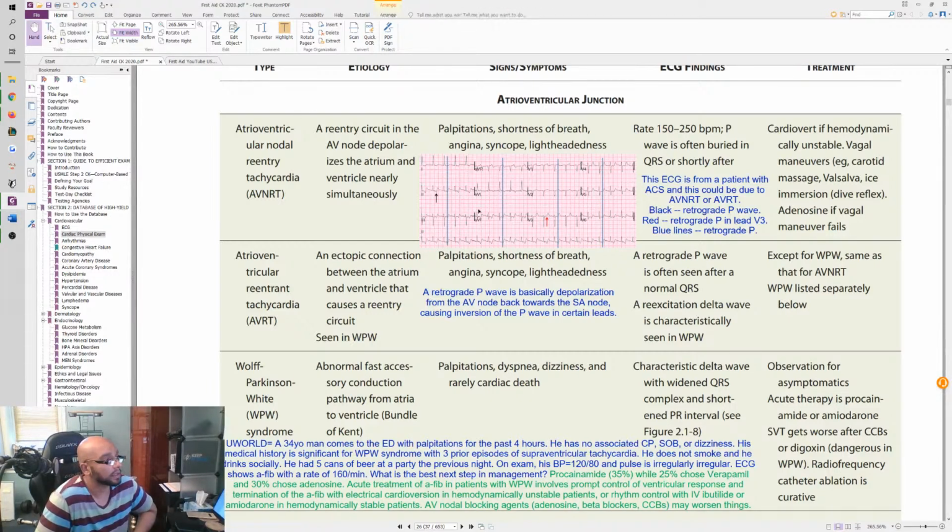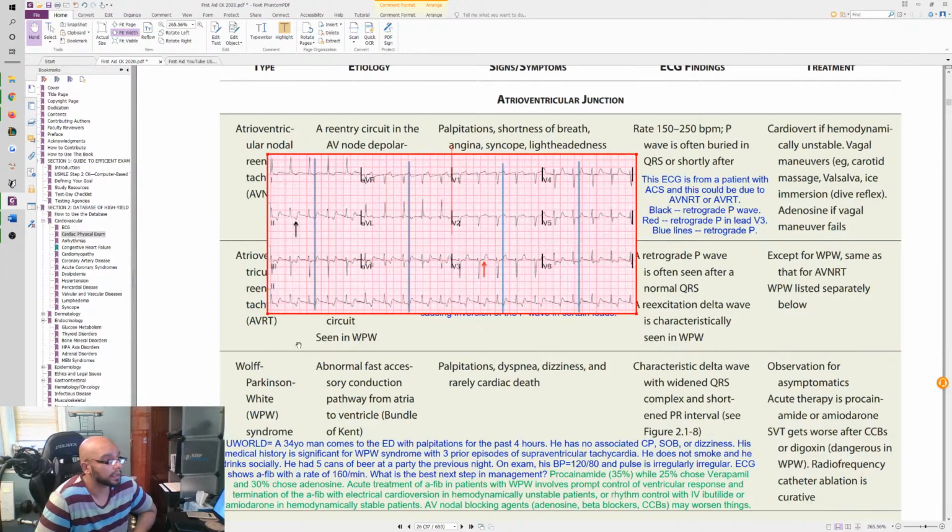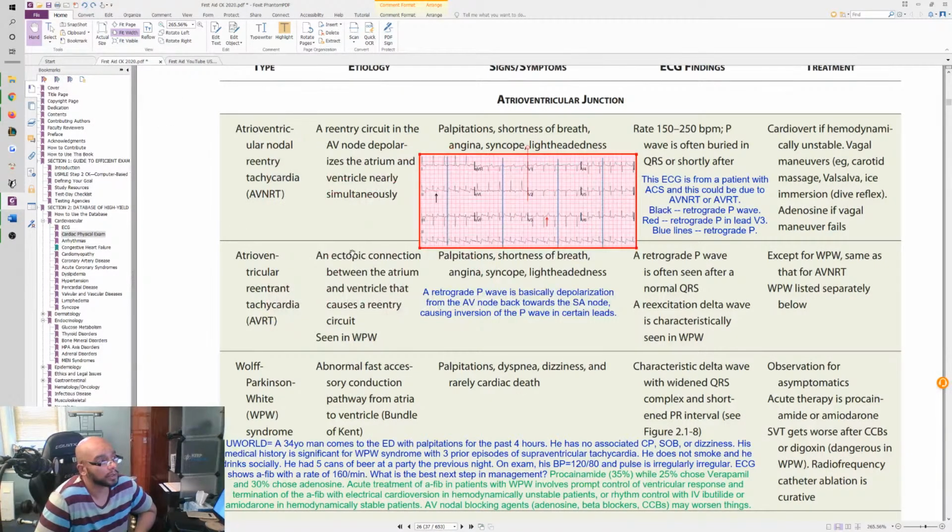And if I make this image bigger for you guys, then you can kind of see that. Right, so in here, the black arrow is pointing out a retrograde P wave. The red arrow is a retrograde P wave in lead V3, and the blue lines are retrograde P waves as well. Right, so there's a lot of P waves here that are just not in the correct places. Okay, and that's a sign showing you that the P and QRS complexes are kind of going off together, and that is AV nodal reentry tachycardia.